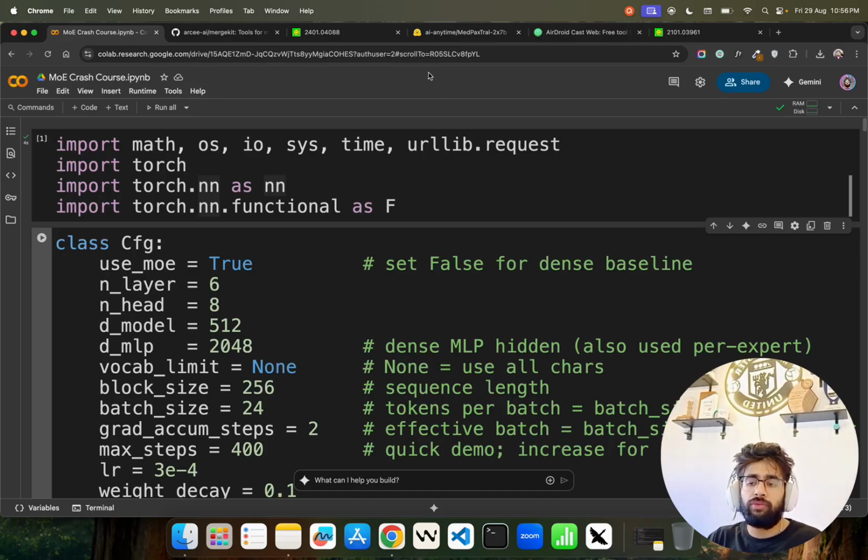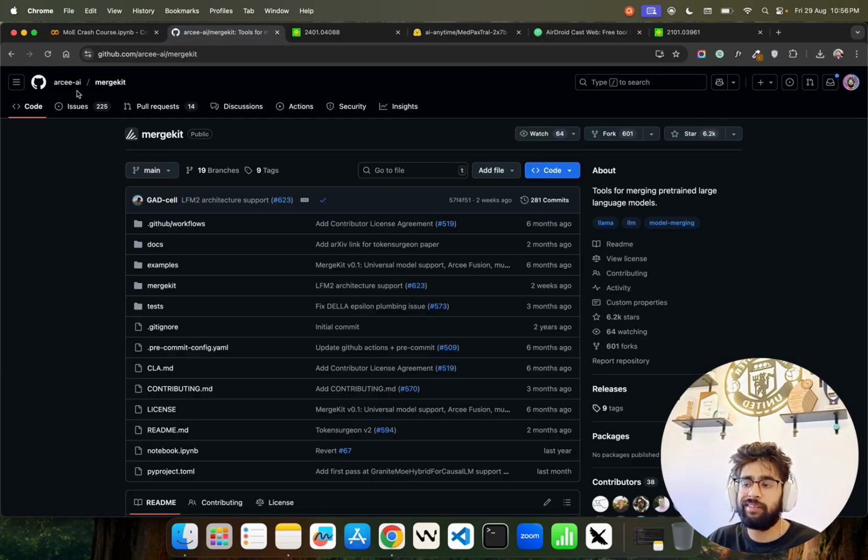All right. So a few things before that. There are different ways to build MOEs, guys. Nowadays, I wanted to show you how to build it from scratch, so I'll show you that. You can also use MergeKit by Arcee AI.